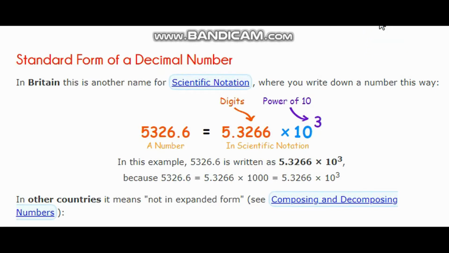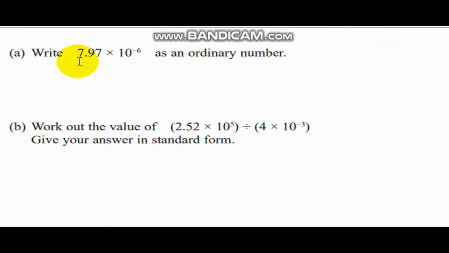Now we can take some sample sums here. So look at this question. Write 7.97 times 10 to the power minus 6 as an ordinary number. This is the scientific notation way it is written, so I have to make this number into an ordinary number. There is a minus 6 given, so minus 6 means you have to jump forward. That means there are zeros coming in front, right? And from here to there we have to jump 6 figures. So let's see.